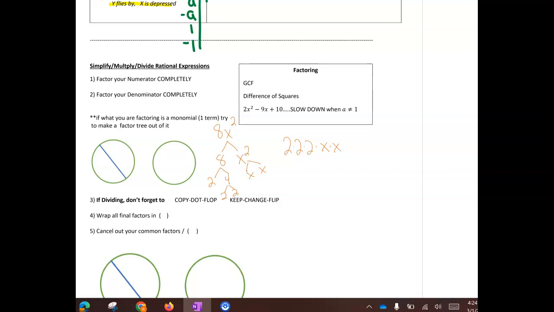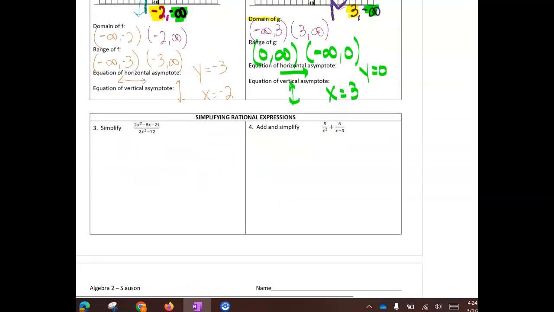But anyway, factoring: GCF, difference of squares, and slow down if your a isn't 1, like if it's 2 or 3 or 4. Okay, so going back to my review, I just need to factor the numerator on the simplifying. First thing I'm going to look for is a GCF. This indeed has a GCF, so I'm taking that 2 out. I'm left with this.